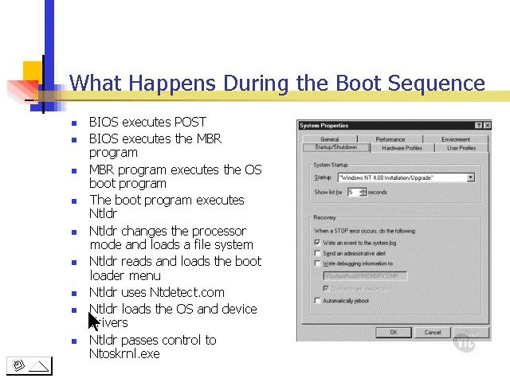When a computer that uses the NT operating system starts up, the following things happen. First, BIOS executes the power on self-test. This is normal with most operating systems. Then BIOS executes the master boot record program. Again, this is normal with most operating systems. Then the master boot record program executes the operating system boot program.